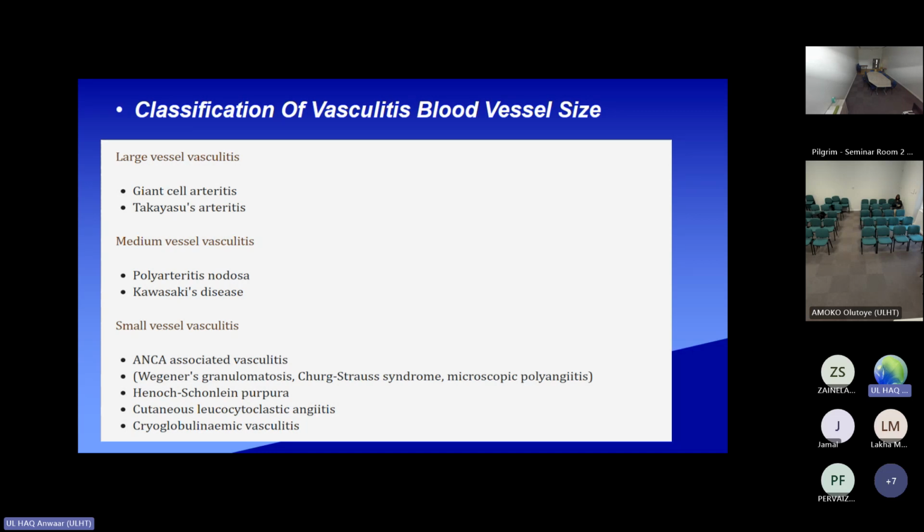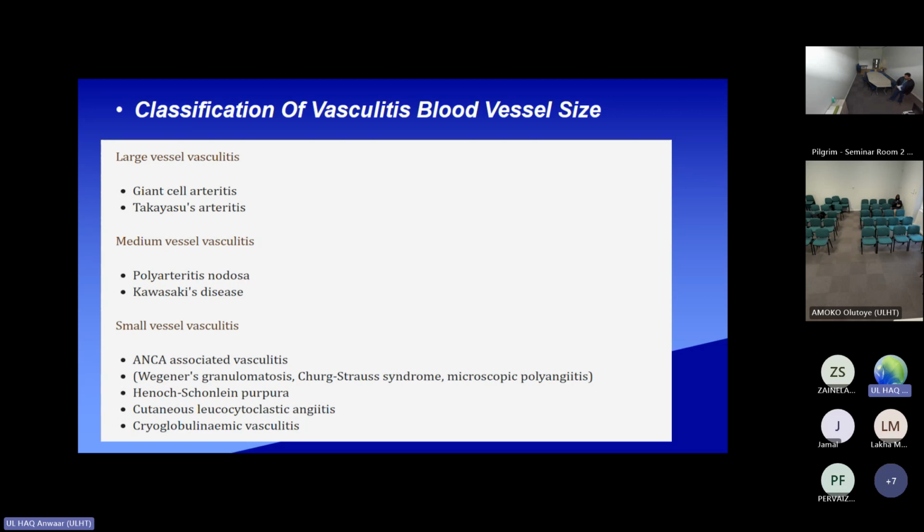That is almost similar to giant cell arteritis, but it happens in younger patients rather than in older patients. Giant cell arteritis normally happens after the age of 50, and with advancing age, the risk of getting giant cell arteritis becomes greater and greater. Then we have medium vessel vasculitis.